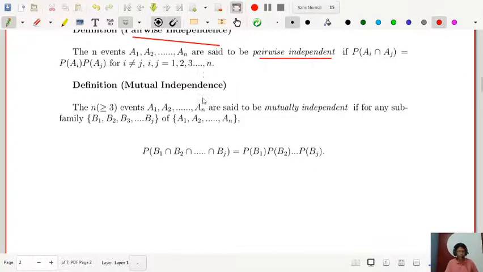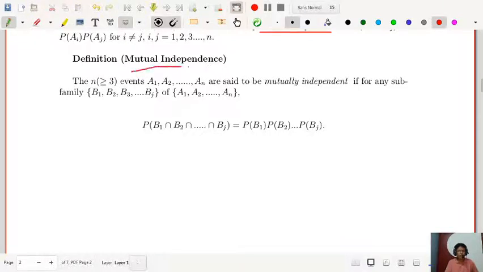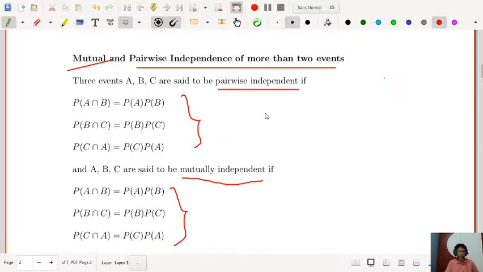So you can generalize the thing. Also for mutual independence, similarly you can define this one. It's mutually independent if for any subfamily B1, B2, ..., Bj of A1, A2, ..., An, these relations hold, this additional relation holds. Okay, this is for mutual independence and pairwise independence.